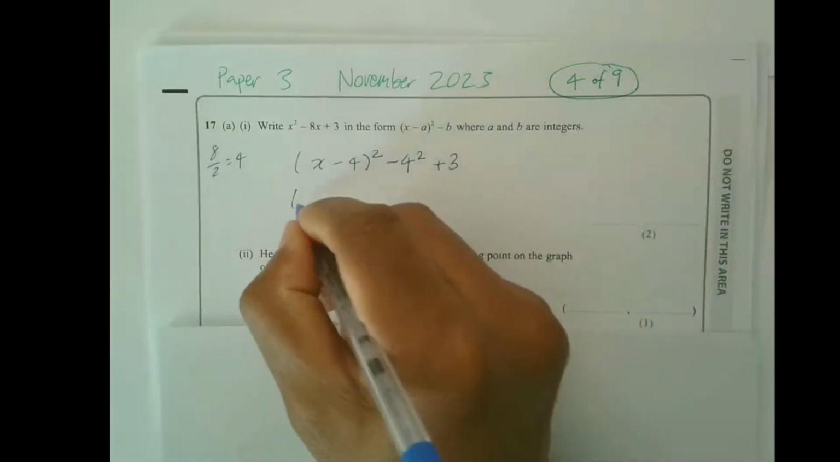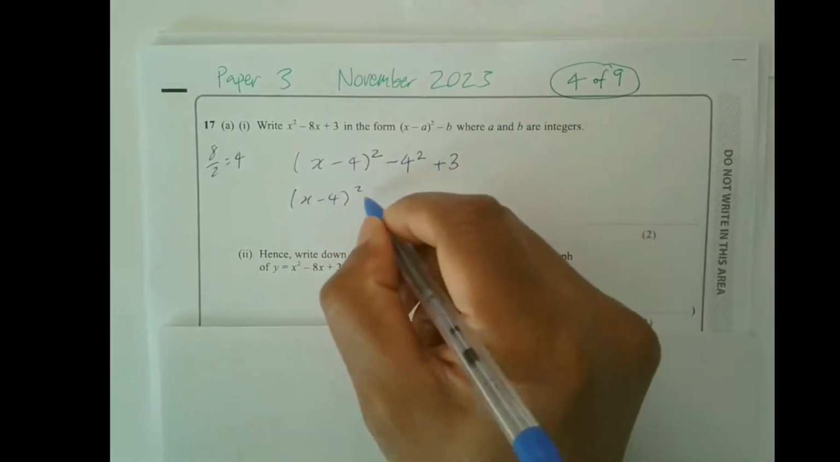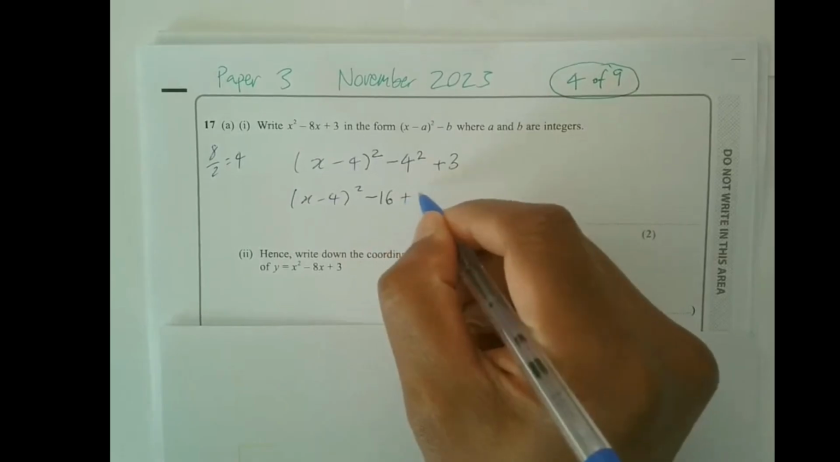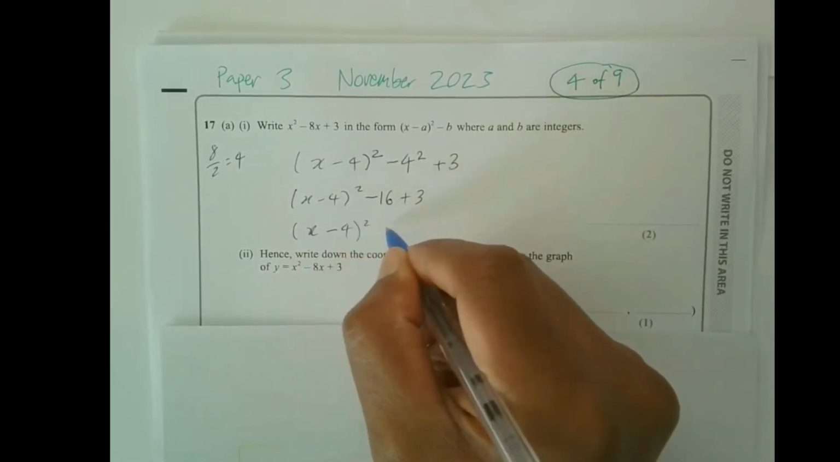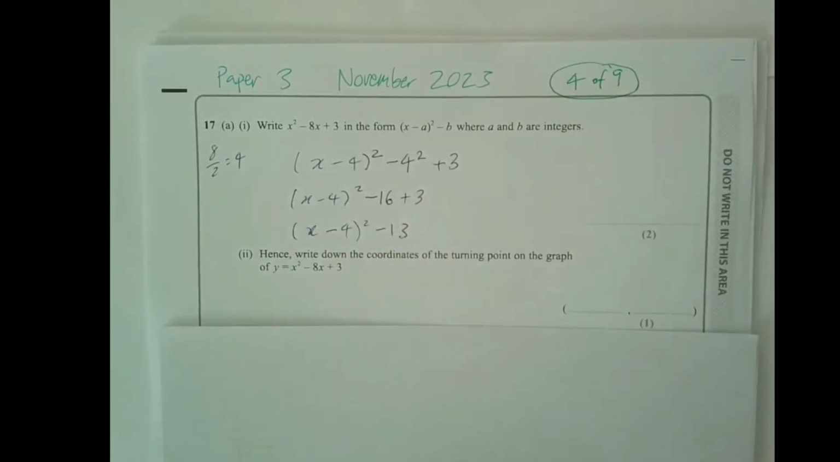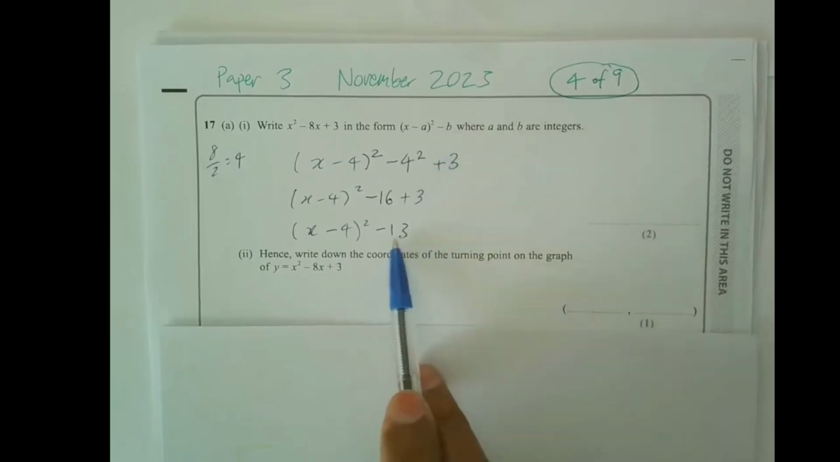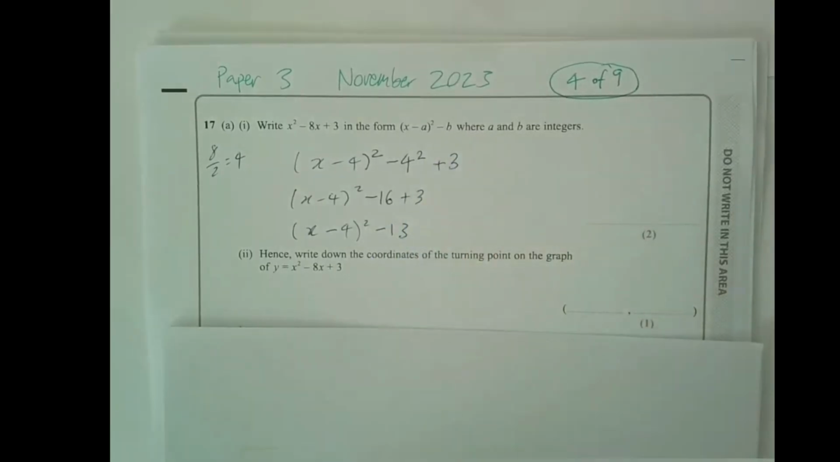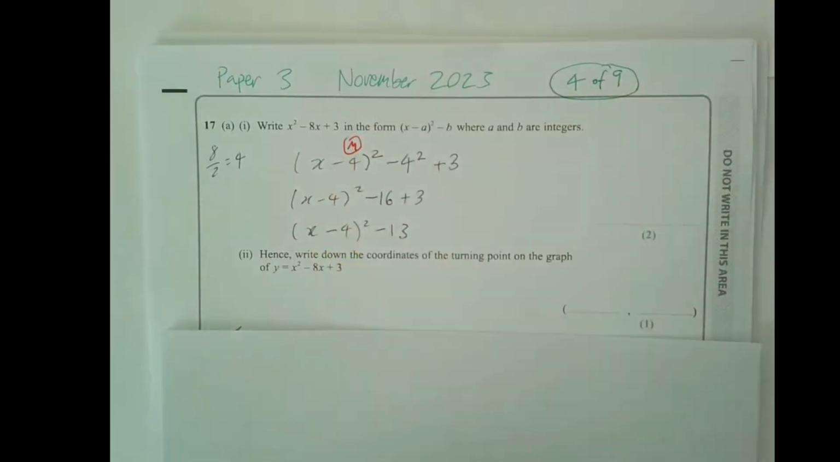So x minus 4 all squared. 4 squared is 16, so minus 16 plus 3. And this becomes x take away 4 all squared. Minus 16 plus 3 is minus 13. Okay. And so if I check x minus 4, that matches x minus a. And then minus 13 is my minus b. And so it's worth 2 marks. And again, just by having x minus 4 in brackets is a method mark.